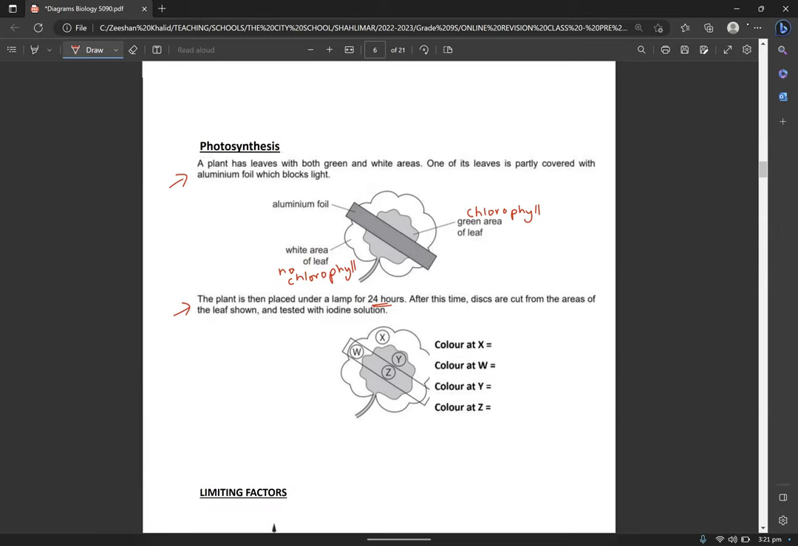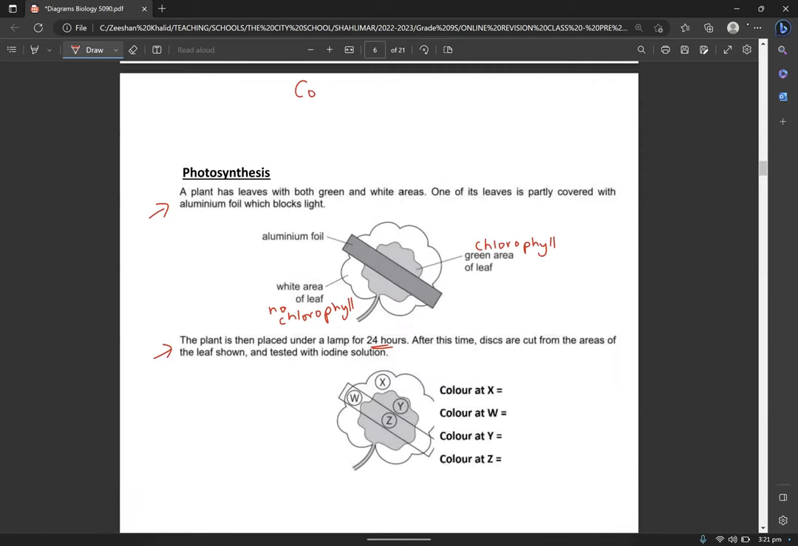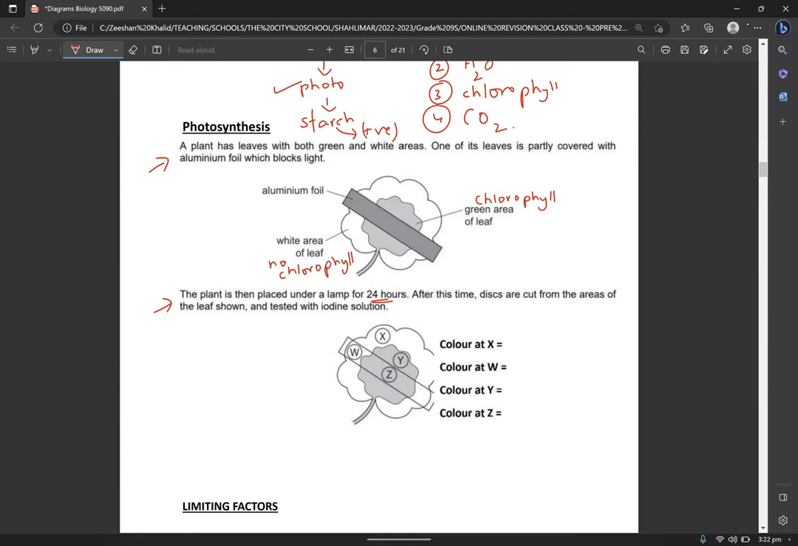Dekhiye, yahan pe jo concept test ho raha hai, wo basically ye test ho raha hai ki jo conditions hain aapki photosynthesis ki, we know that the conditions for photosynthesis to happen are the following. We have light energy. We have to make sure that the plant is well watered. We have to make sure that the plant has chlorophyll. We have to make sure also that the plant is getting carbon dioxide. Theek hai? Aur agar ye sari conditions hongi, if they are present, then photosynthesis will take place. And if photosynthesis takes place, glucose will be formed, which will be stored as starch, and therefore giving us positive iodine test. Okay.